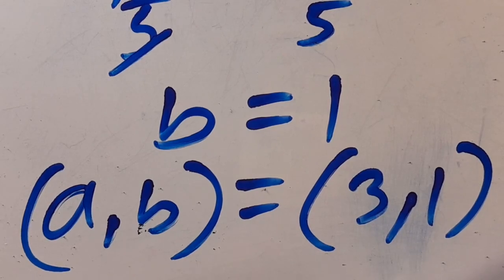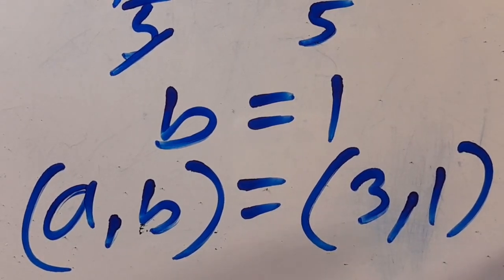Considering the negative integers, we are going to have other possible values of a and b.